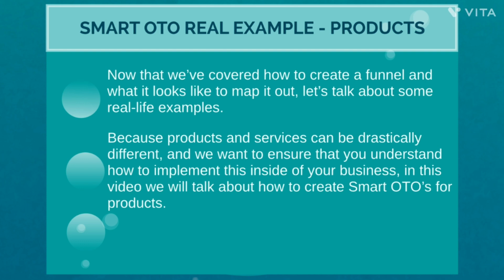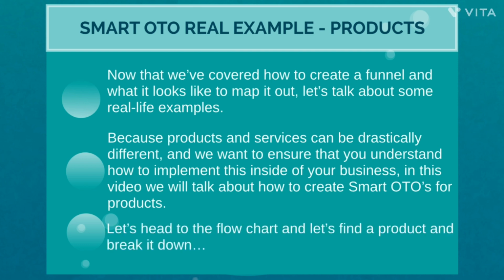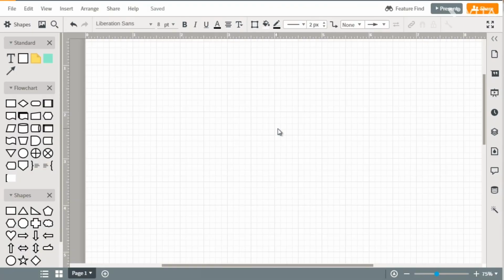But if you do not have products and you're just purely 100% a service-based business, then I would rather you skip this video and go to the next, all right? But you might learn a few things by watching this video before watching the next. So let's head over to the flowchart system again, and let's find a product and break it down in relation to products.